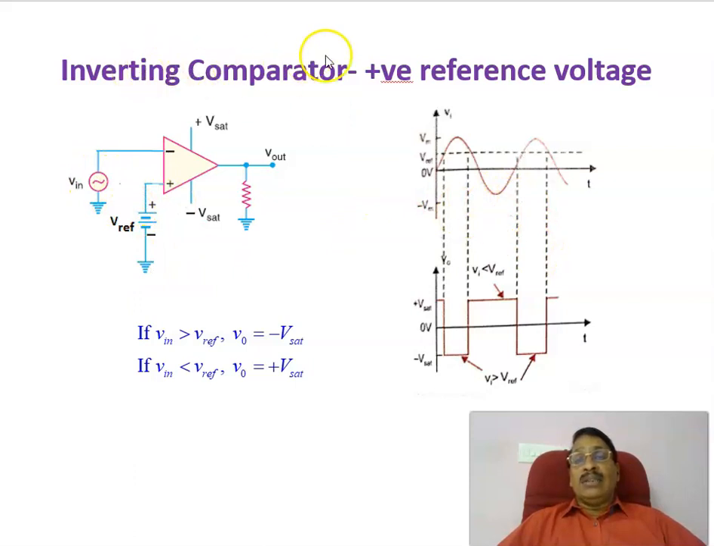So this is an inverting comparator with a positive reference voltage. You are applying a positive voltage at the non-inverting terminal, and for the inverting terminal you are applying the signal that is to be compared.